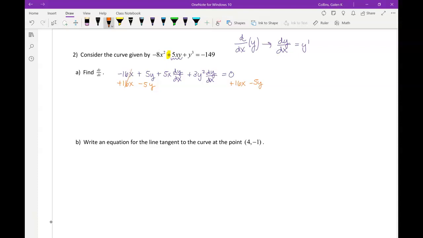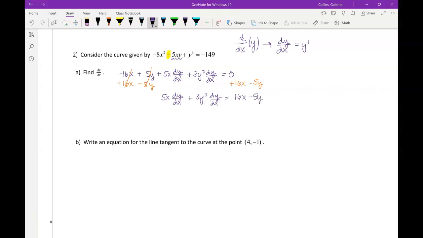All right, so on the left-hand side, those terms have canceled out. So now you can show these steps if you want, though. So now the left-hand side of my equation is 5x times dy/dx, and the right-hand side is 3y squared dy/dx, or y prime. But over here now, I have that equal to 16x minus 5y.